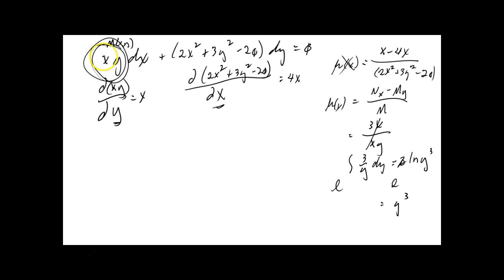So I'm going to go back to this first equation here. And rather than having that, I'm going to multiply by that. So this will give me x y to the fourth, because I'm multiplying by y cubed, dx plus, I'm going to multiply each of these by y cubed, 2x squared y cubed plus 3y to the fifth minus 20 y cubed, I'm sorry, I almost forgot that one, dy.